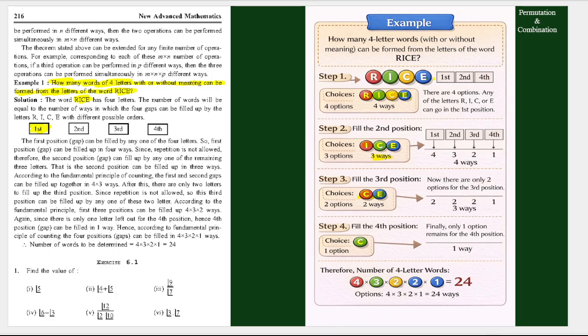So now what will the total number of ways be, in how many ways can it be arranged? Use the fundamental principle of counting: the first place 4 ways, the second place 3 ways, the third place 2 ways, and the fourth place 1 way. 4 into 3 is 12, 12 into 2 is 24, into 1 is 24 ways. So 24 ways means 24 words. The number of words to be determined is 4 into 3 into 2 into 1, which is 24. The same thing is written here, if you want, you can read it.